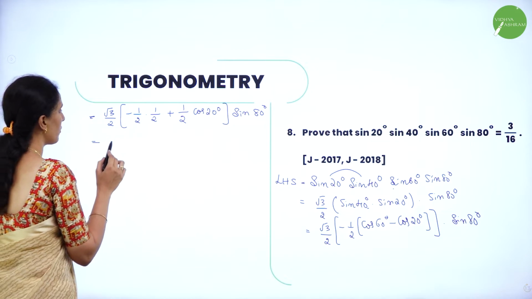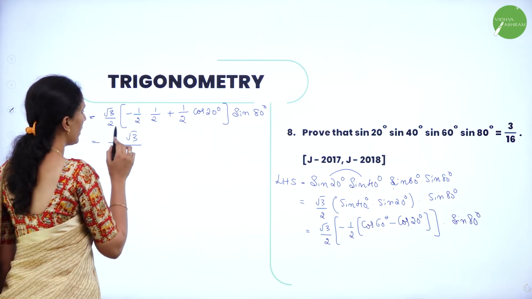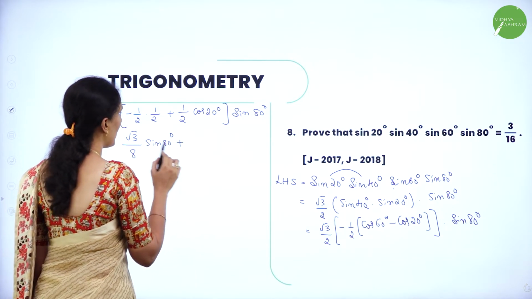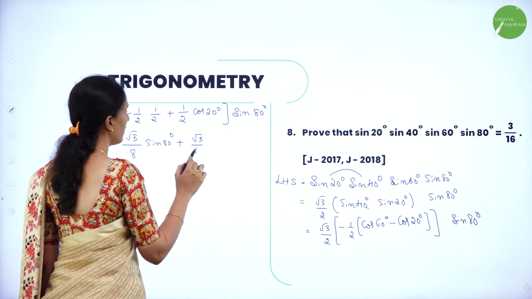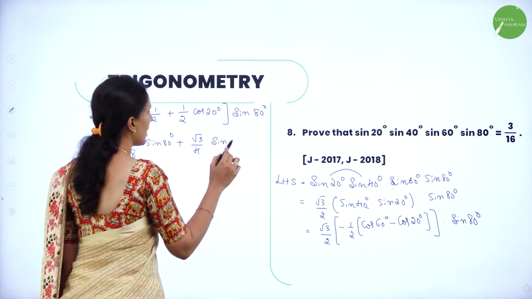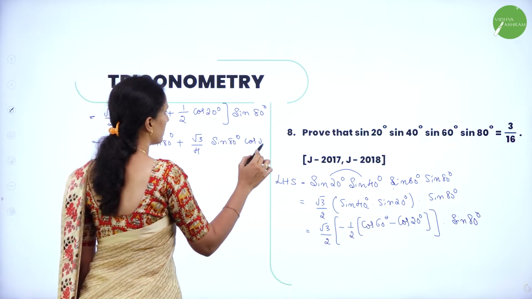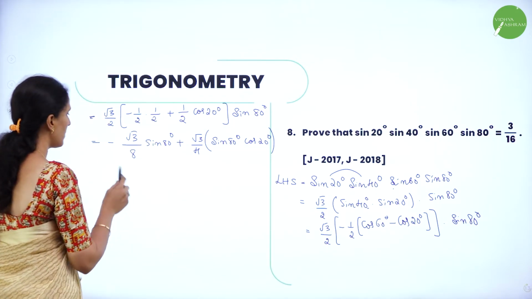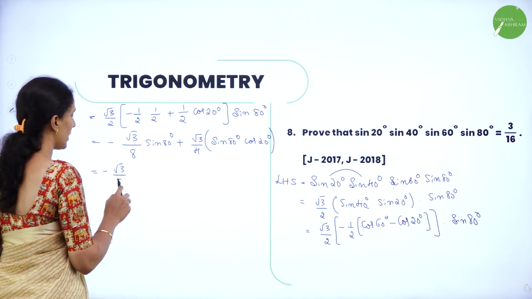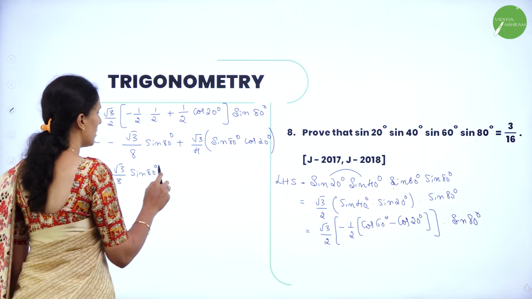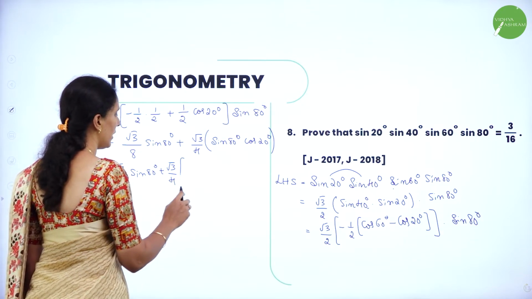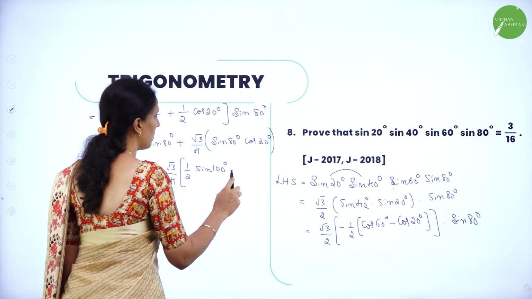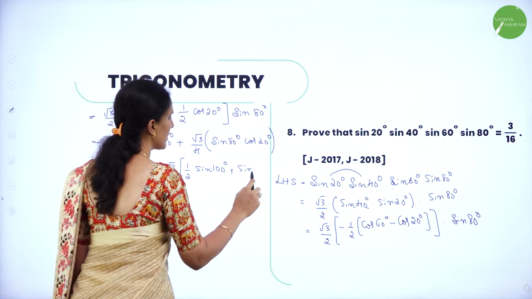Now multiply the values. You have minus root 3 divided by 8 into sin 80 degrees plus root 3 divided by 4, rearranged as sin 80 cos 20. Next I have one more, again in the form of sin A cos B. So I can write it as minus root 3 by 8 sin 80 degrees plus root 3 by 4 into half [sin(A plus B), which is nothing but sin 100, plus sin(A minus B), which is sin 60 degrees].